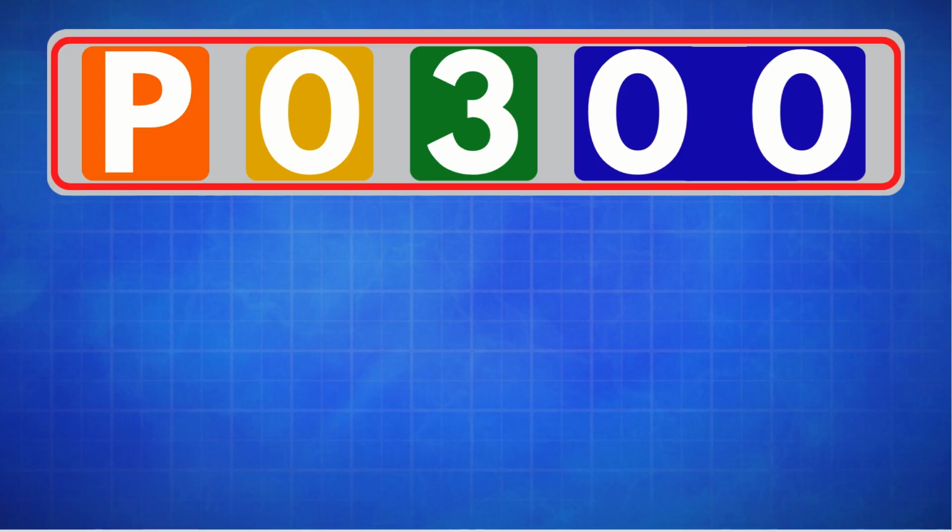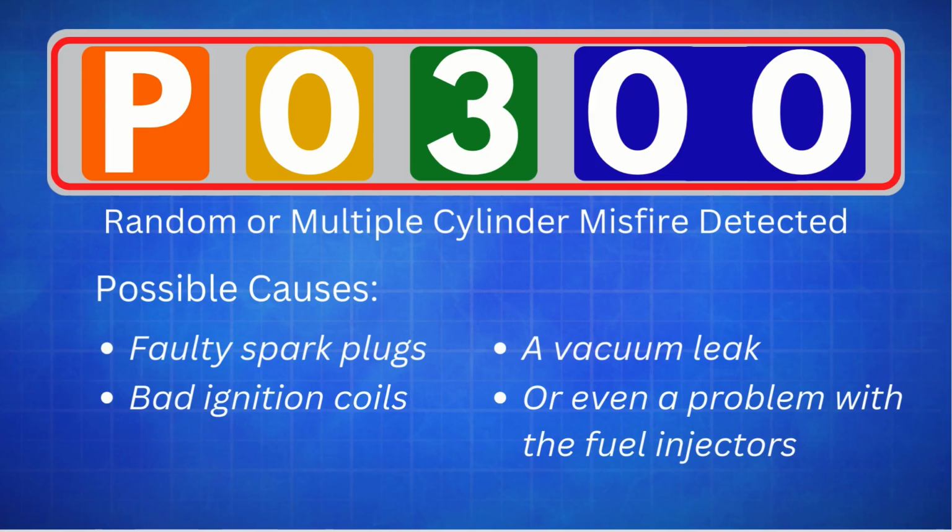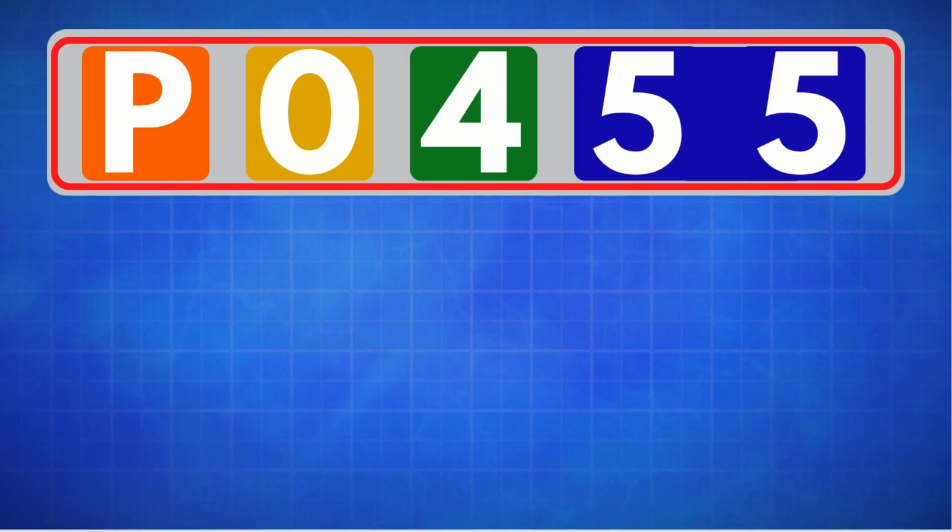First up, P0300, one of the most common trouble codes you might encounter. This code is triggered when the ECM detects that one or more cylinders are misfiring in a random or multiple manner. A misfire occurs when one or more cylinders fail to properly ignite the air-fuel mixture, resulting in engine performance issues. The possible cause could be faulty spark plugs, bad ignition coils, a vacuum leak, or even a problem with the fuel injectors.